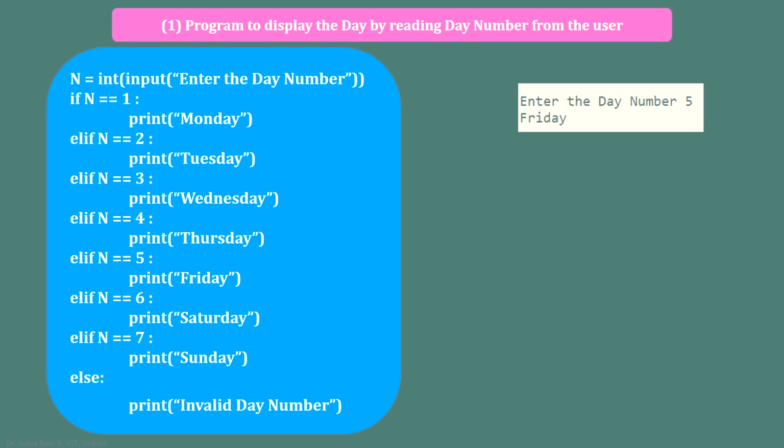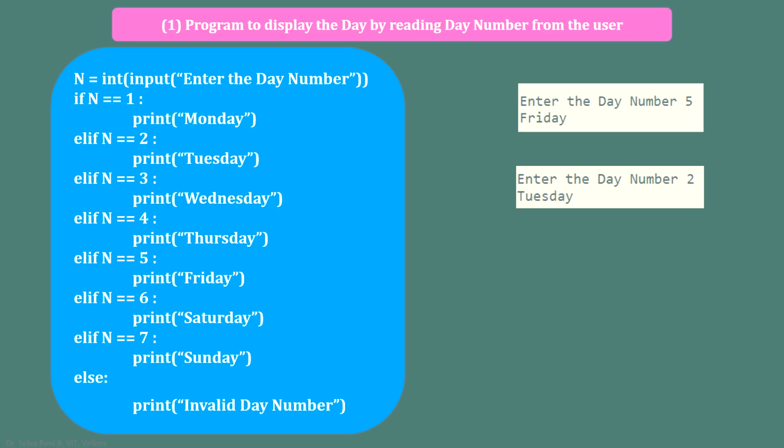Let's have some sample input and output. Let us assume that the given day number is 5. So the interpreter will take the value of n as 5 and it will check against n equal to 1, 2, 3, 4 and 5. When it becomes true with the help of the condition n is equal to 5, it displays Friday on the screen.